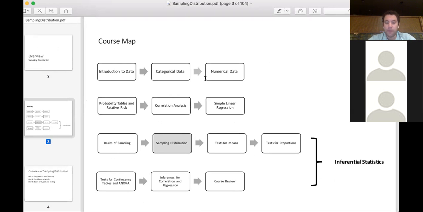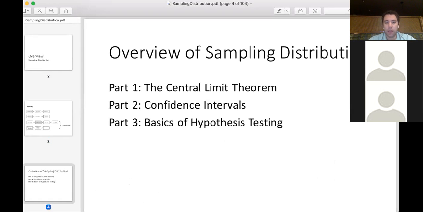So today we're going to cover sampling distribution. It's a follow-up module from the basics of sampling module that we covered before the exam. And during this lecture, we will cover 3 parts. The first part will go over the central limit theorem. Secondly, confidence intervals, and finally the basics of hypothesis testing.